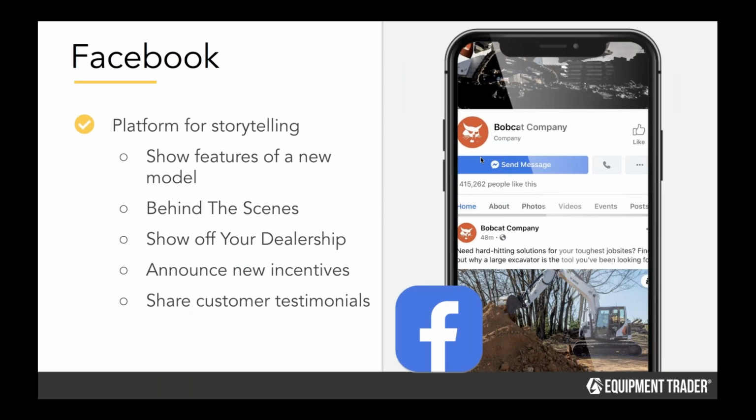So, as you saw on the previous slide, Facebook is widely used from baby boomers to millennials. So if you decide to go with this platform, you have a good chance of engaging with the majority of demographics here. You probably already have a personal Facebook account, which will also make it easier for you to know how to post and how to work the interface. It's a great platform to show off features of a new model or a behind the scenes look at your dealership and new incentives you might be running. You can also share customer testimonials so other people browsing your page can get to know the experiences that your other, presumably satisfied, customers have had with you.